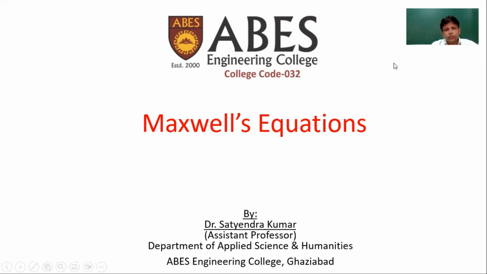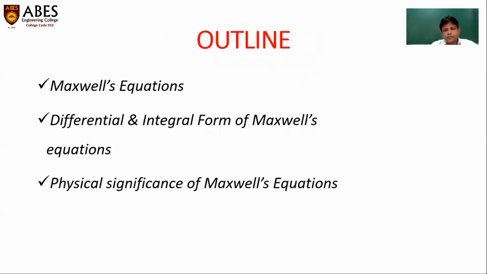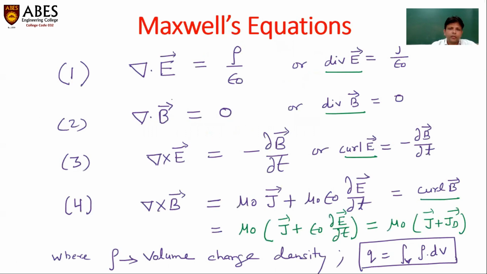These are the outline of today's video: Maxwell's equations, differential and integral form of Maxwell's equations, and physical significance of Maxwell's equations. The four basic laws, as I told you earlier, are known as Maxwell's equations. The first one is del dot E equals rho upon epsilon naught, the divergence of electric field is equal to rho upon epsilon naught.